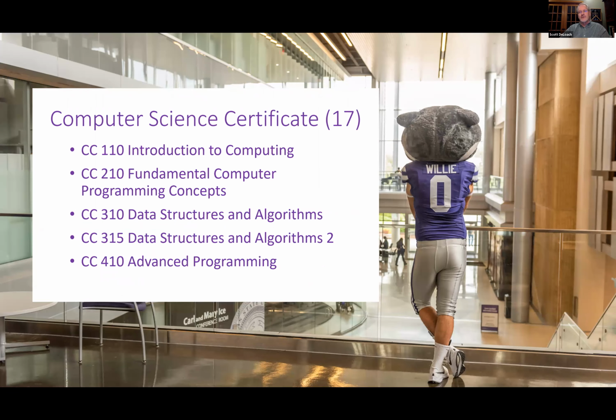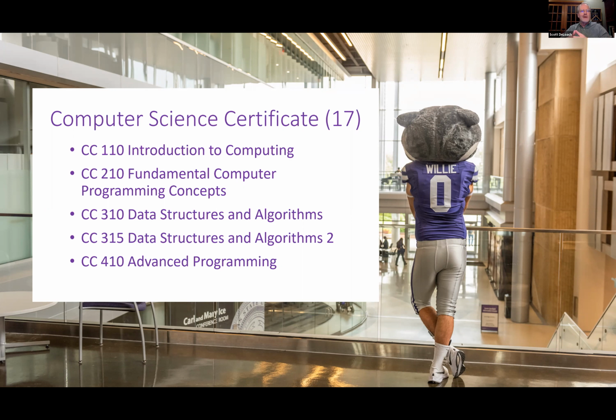The computer science certificate is 17 credits worth of classes, and you see them here. It starts with an introduction to computing class that talks about computing as a whole, what computing covers, the various areas in computing, a little bit of the history, and a really nice, gentle introduction to programming. It doesn't matter if you have any programming background. You can start at the very beginning.